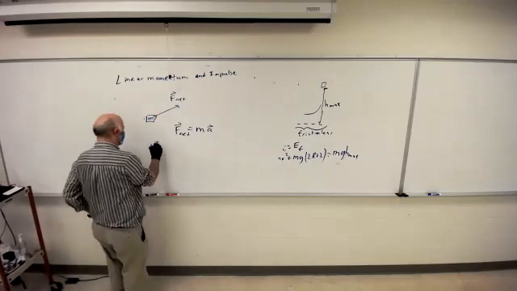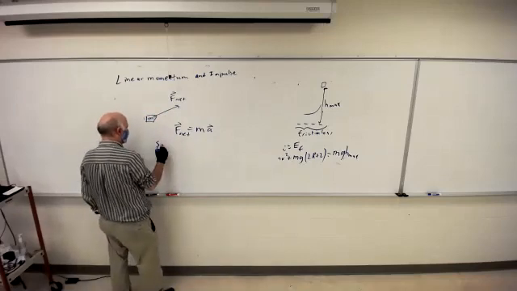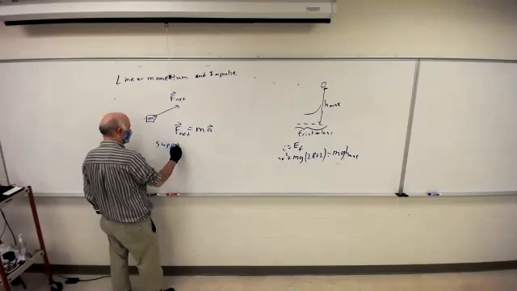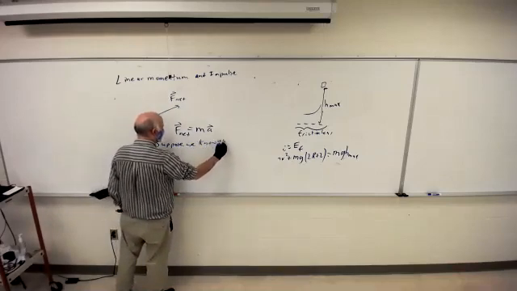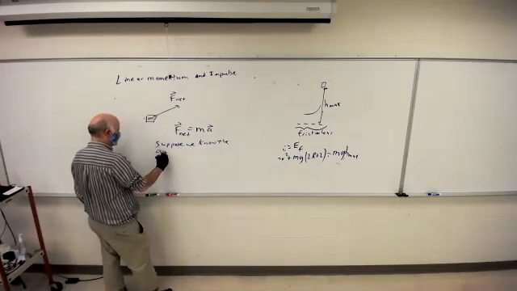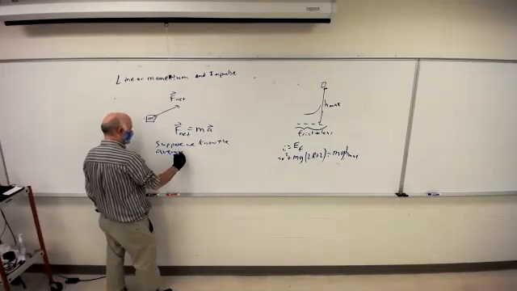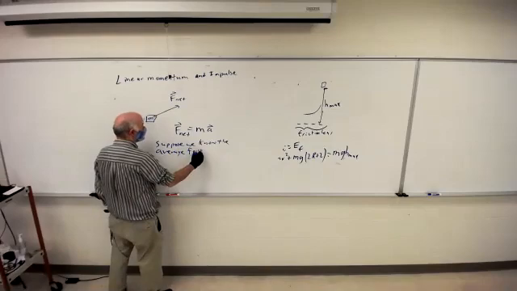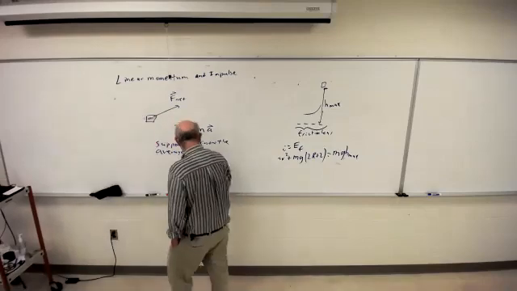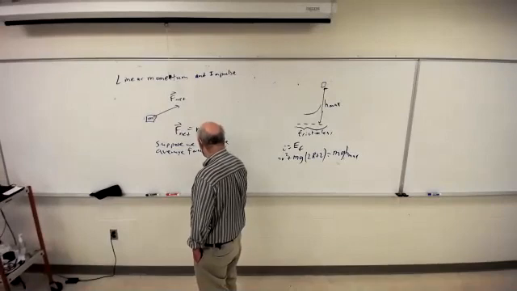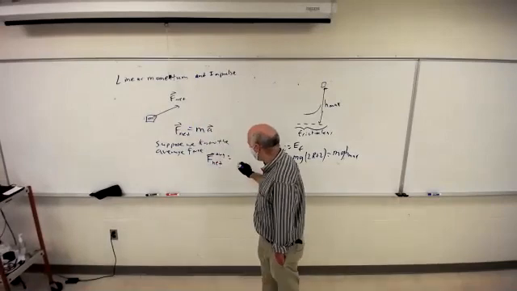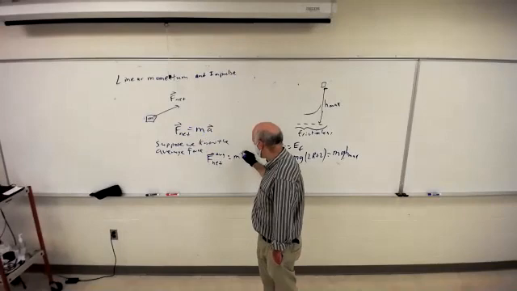So suppose we know the average force. So I'm going to say something like our net average force, so take the average of both sides here, will equal m times a average.